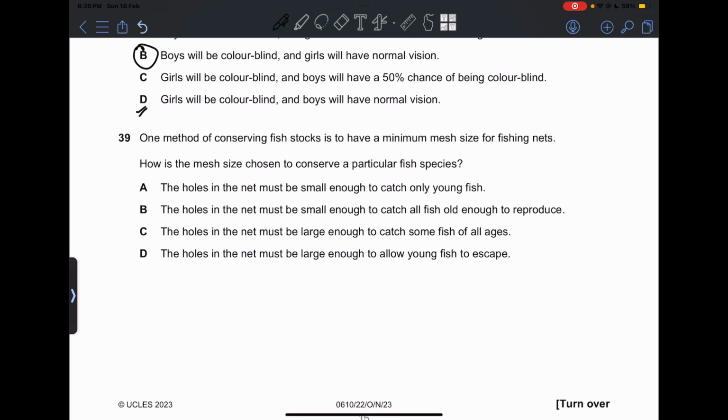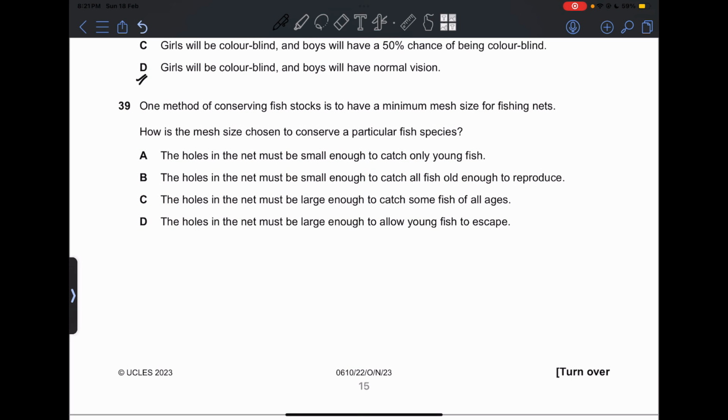B says the holes in the net must be small enough to catch all fish old enough to reproduce. This is actually, again, not conservation. You're actually reducing the fish species because there will be lower amount of reproduction. C says the holes in the net must be large enough to catch some fish of all ages. Again, this is an incorrect answer. If you're going to catch all ages, then you might catch a lot of young fish, or a lot of old fish. This is not a good thing, because you may again reduce reproduction.